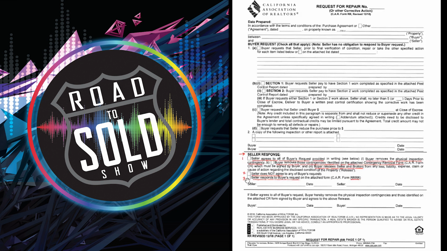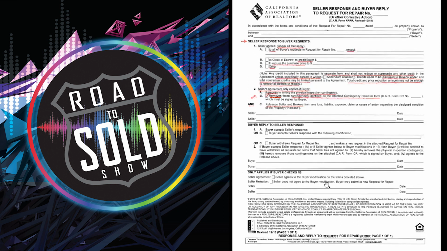Box 2 is the seller does not agree. It's as simple as that. The buyer filled out the top half, or the buyer's agent did, and the seller says, no, I'm not doing any of it. I'm selling it just the way it is. I'm not making repairs. The seller's agent would check box 2. Box 3 is the seller responds to the buyer's request with an RRRR. 4 R's, an RRRR. So let's take a look at the RRRR.